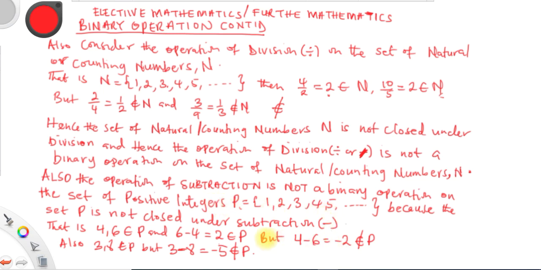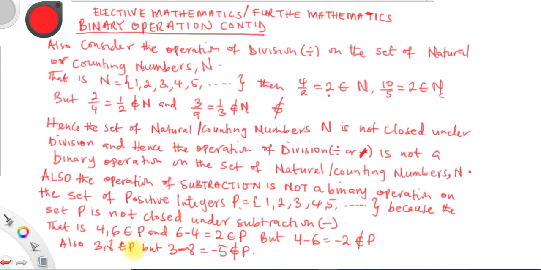No. So despite the fact that we have the same two elements, 4 and 6, or 6 and 4, if you subtract 4 from 6, we get 2, which is a member of this set. However, if you subtract 6 from 4, we get negative 2, which is not a member of P. Therefore, the set P is not closed under subtraction. In other words, the operation of subtraction is not a binary operation on the set P.